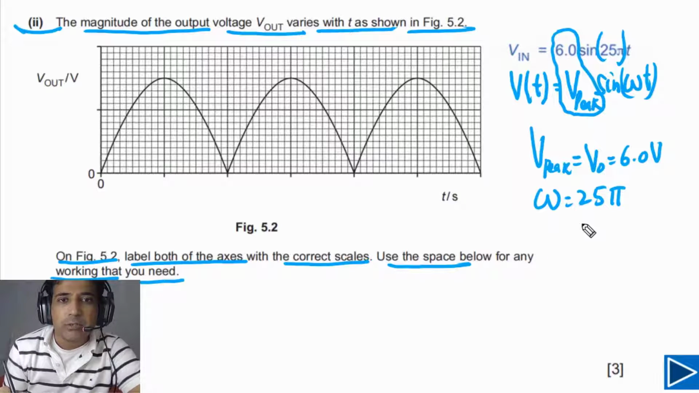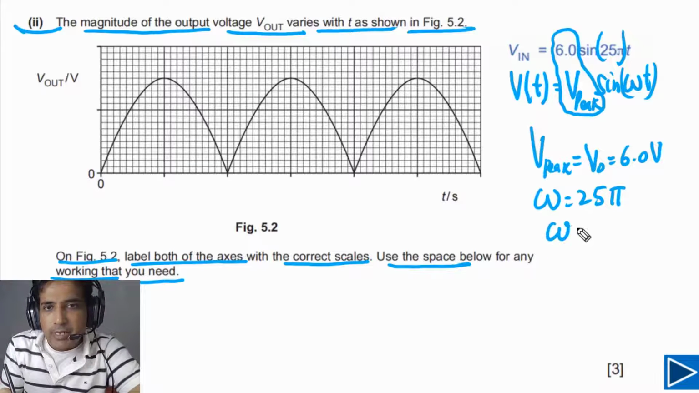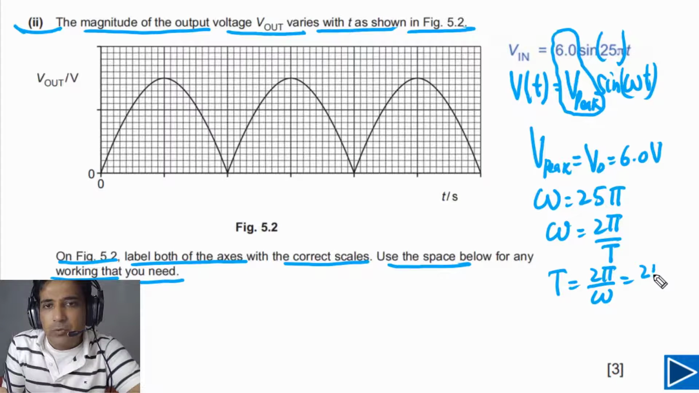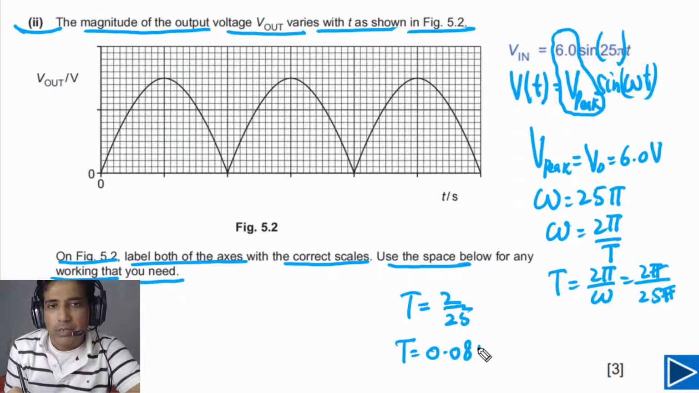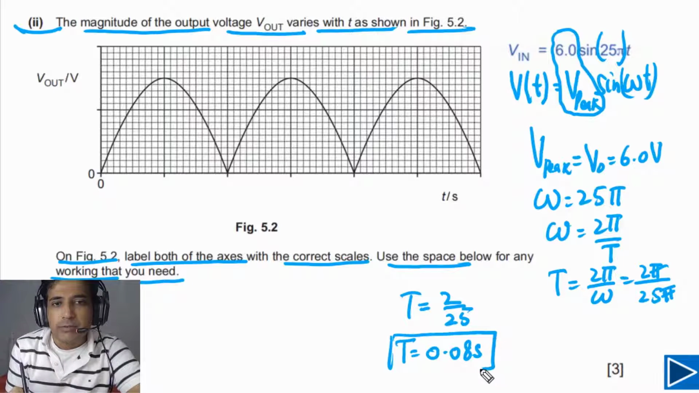We need to find out time period. So omega is equal to 2 pi over time period. From here we can say time period will be equal to 2 pi over omega, and value of omega is equal to 25 pi. Pi we can cancel with pi, and we are left with T is equal to 2 divided by 25. Now if we solve this one, value of time period we will get is equal to 0.08 seconds. So this is value of time period.